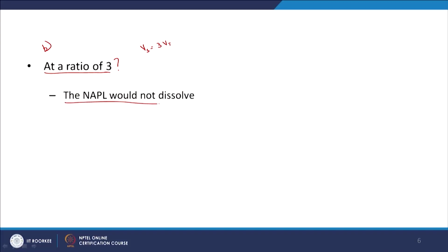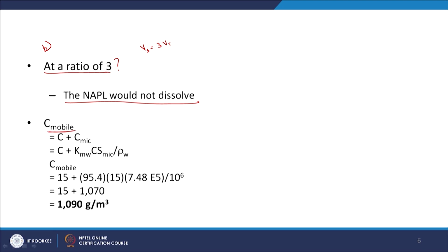The NAPL would not dissolve, but I believe the case asks for the concentration that is in the mobile phase. When we ask about concentration in the mobile phase, it means the concentration both in the water and in the micelle phase. So, this is what we have, dividing by the volume of water, and we end up with the concentration of the relevant compound in the mobile phase.